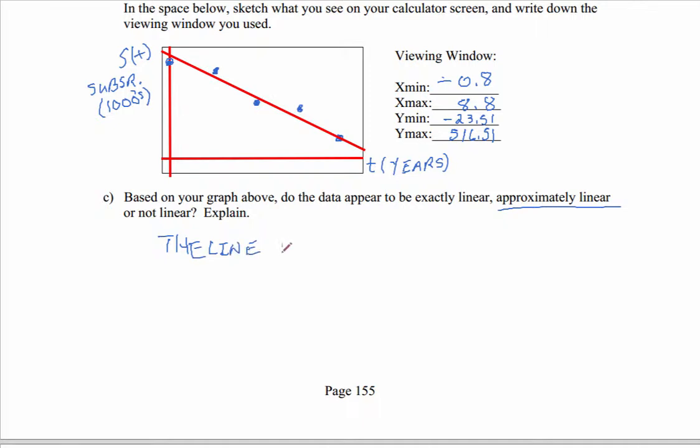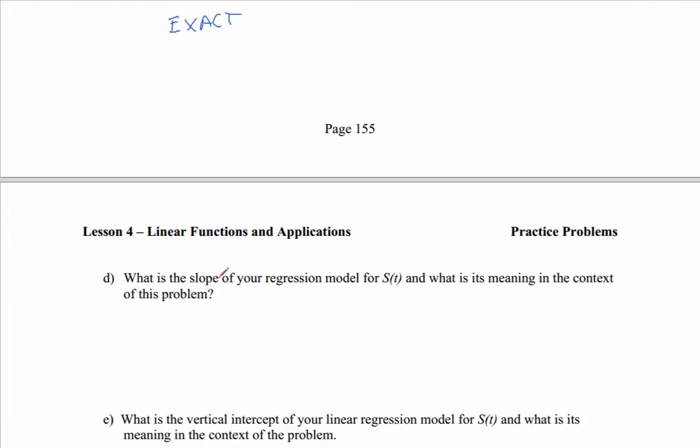So the line fits the data pretty well. The line fits the data well, but not exact. Remember, again, exact means that line would have gone through every point. But pretty darn good fit, okay? All right, let's go down to part D.